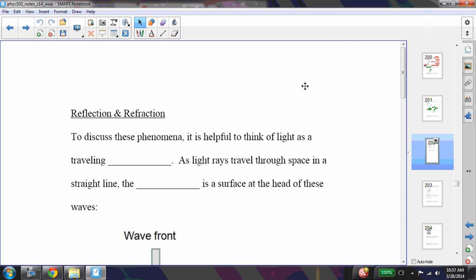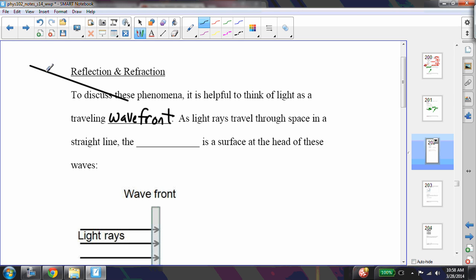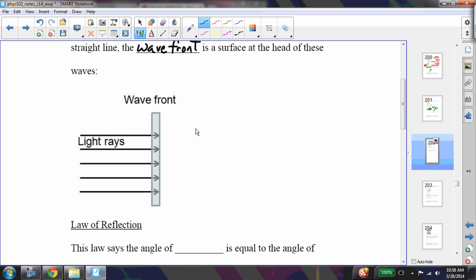Okay, so now most of this chapter is about reflection and refraction, and we'll move into reflection soon. But first, as we're discussing these wave phenomena, it's helpful to think of light as a traveling wave front. I'll show you what I mean. As light rays travel through space in a straight line, the wavefront is a surface at the head of these waves.